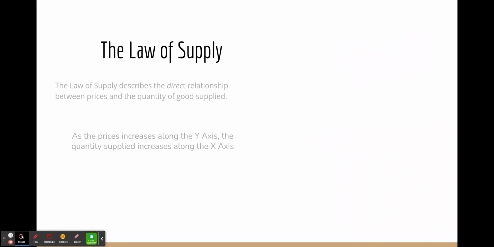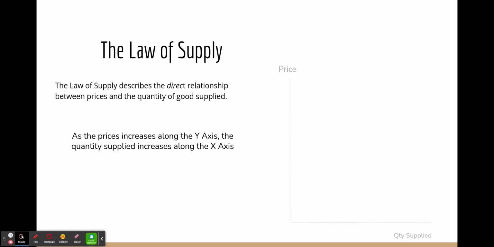The law of supply, on the other hand, reflects that the relationship between the price and quantity supplied is a direct one. As the price increases, the quantity supplied also increases. On our x and y axis graph, this is represented by a curve that goes up and to the right, labeled S. As the price increases along the y-axis, the quantity supplied also increases along the x-axis.